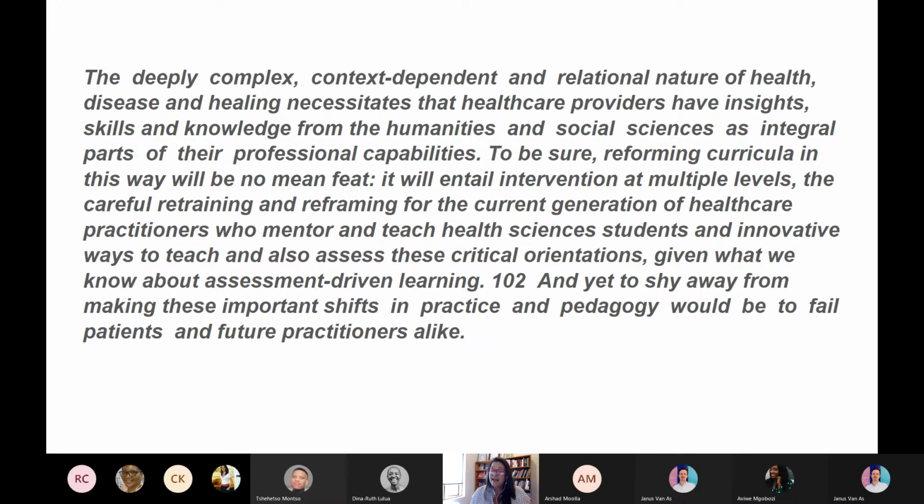And their final sentence in their article, which has been downloaded many times and cited already in the last 2.5 years all across the world, is that making these shifts is not an option anymore, that it is crucial, and that we cannot shy away from them because we will be failing again to learn the lessons of the HIV pandemic. And they wrote this before COVID-19, of course, hit the world.